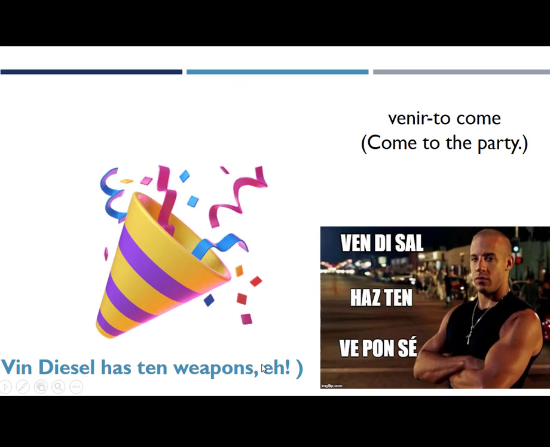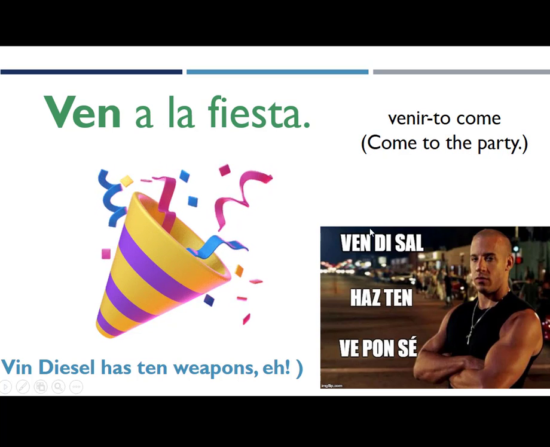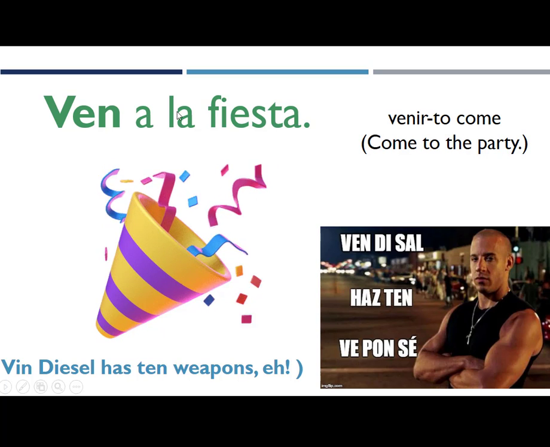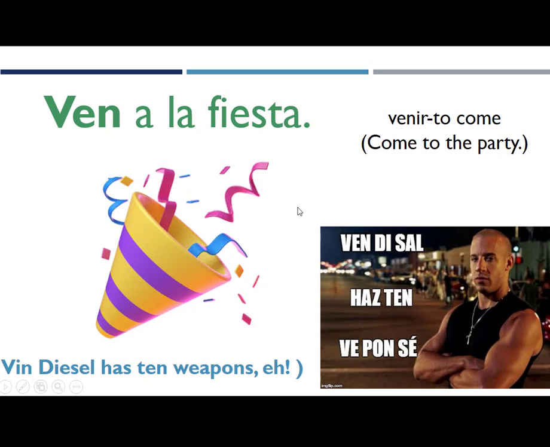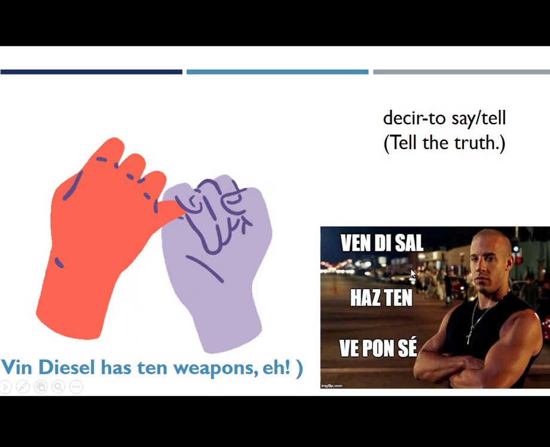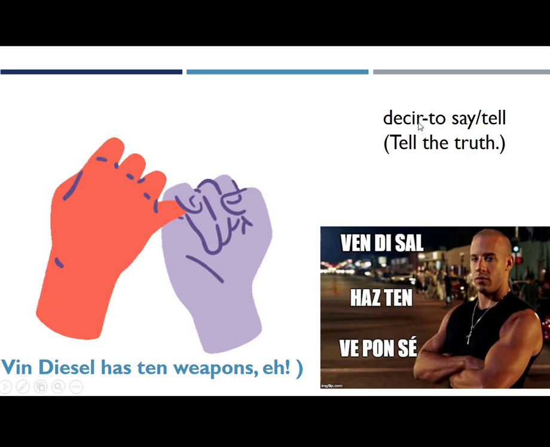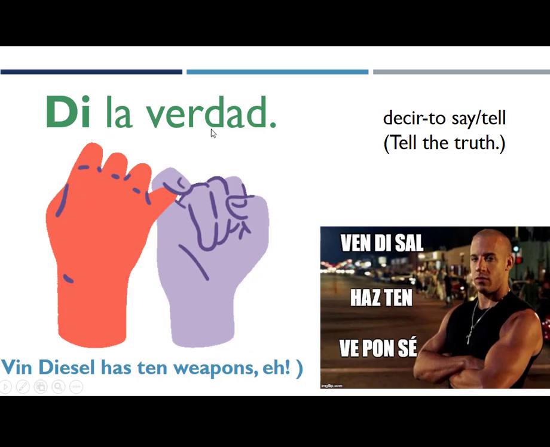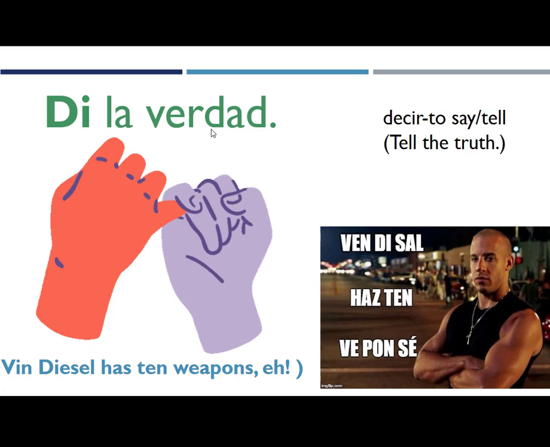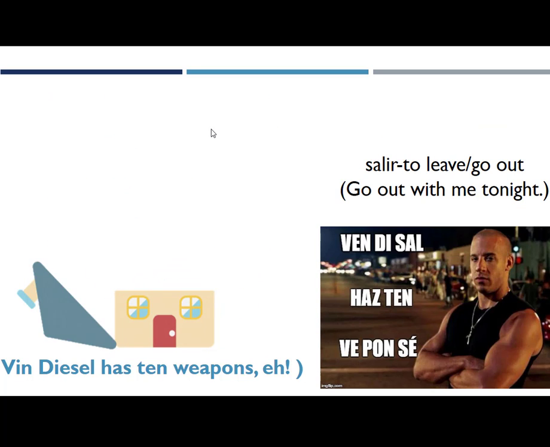Now let's see some examples. Let's see. Por ejemplo, how do we say come to the party? Remember, venir is going to be ven. Ven is right here. Ven a la fiesta, come to the party. Another one with the di. What do we say? Say the truth, tell the truth. The verb decir is going to be di. So, di la verdad. You're telling someone, remember, these are commands. You're telling someone what to do. Oh, say the truth. Ven a la fiesta. Come to the party.